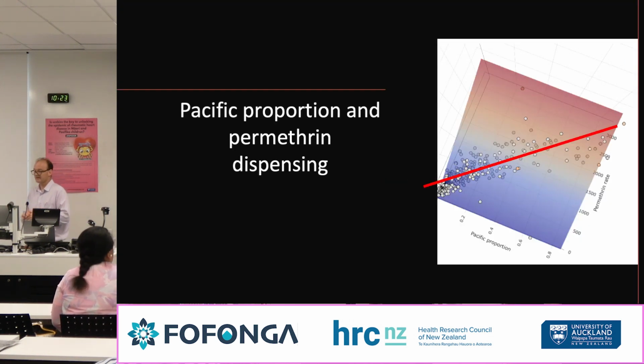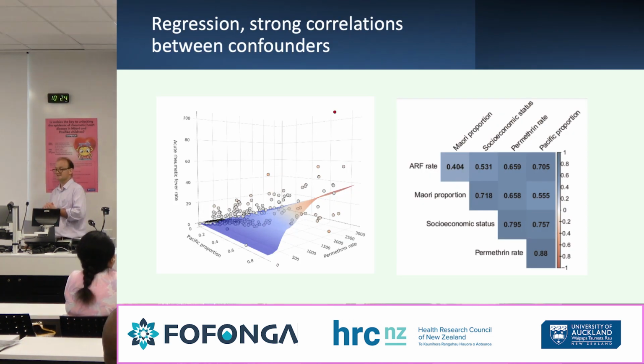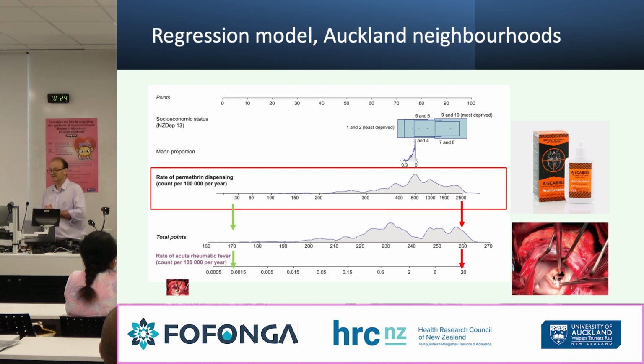And it's very clear that rates of permethrin prescribing are strongly associated with the proportion of Pacific people living in that neighbourhood. So here the area of the points represent a neighbourhood, very strong association. So I think the Pearson correlation coefficient here is about 0.9. In fact, it's interesting that just about all these factors, so socioeconomic status, proportion of Maori, proportion of Pacific living in a neighbourhood, are very strongly correlated. So untangling all this is tricky. But when we use a regression model, we see a very strong association with permethrin predicting the rate of rheumatic fever.